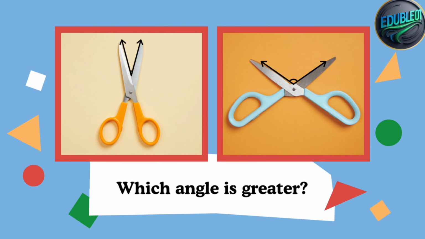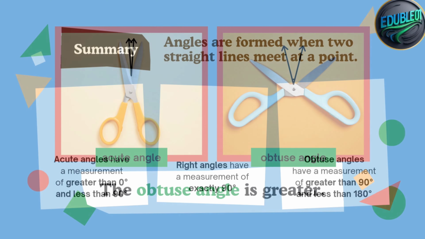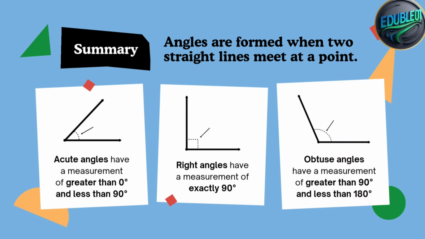In the picture there are two scissors that you can see. Which scissor is creating the greater angle? Clearly, you can see which one it is. The wider the opening, the greater the angle. The first one, you guessed it right, is an acute angle, and the second one, again you guessed it right, is an obtuse angle. Obviously, the obtuse angle is greater.